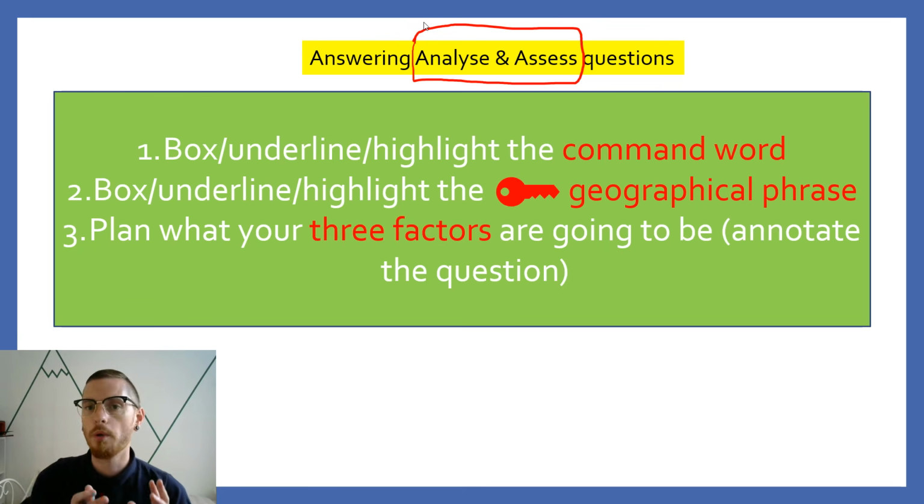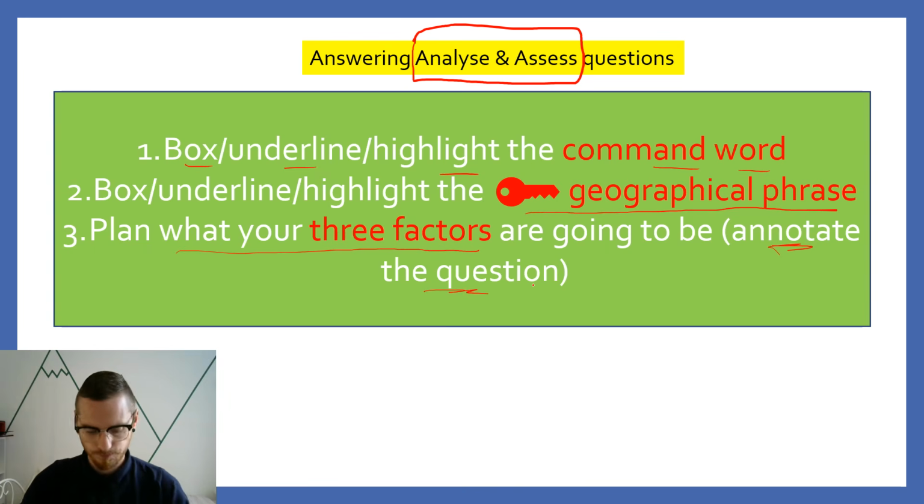Unlike paper 1's, which is more about you bringing in case study knowledge, that's not the case. This is all about AO3 and AO4, you applying your knowledge to a resource, unpicking it with your skills. Okay, so analyze and assess, slight tweaking to how I want you to go about looking at the exam question. First off, I want you to box, underline, or highlight the command words, which will be analyze and assess. Two, I want you to box, underline, and highlight the key geographical phrase. And then lastly, I want you to plan what three factors you're going to use in the answer. And I would do so by annotating the question.